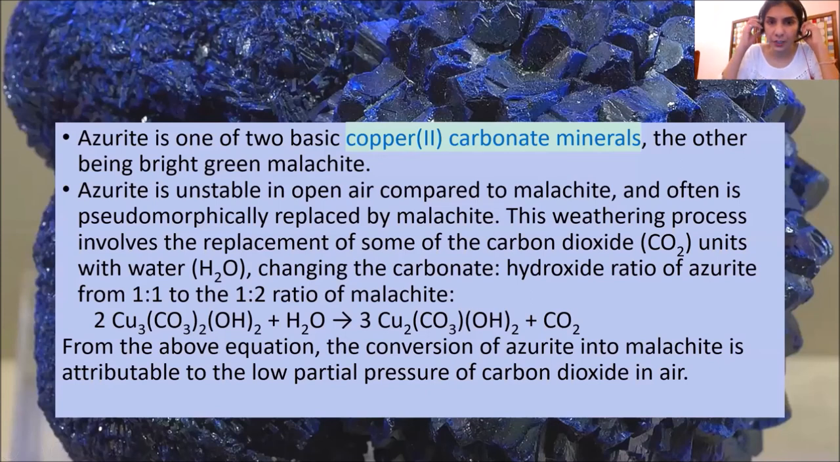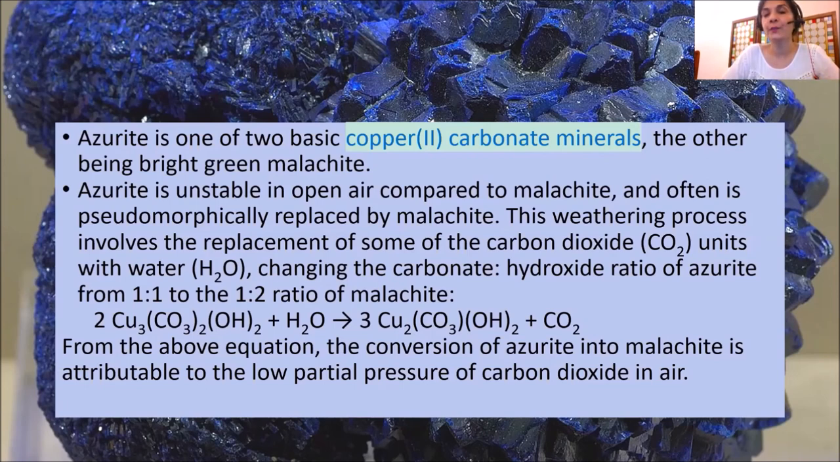So we were talking about azurite. It is a blue pigment and unstable in open air compared to malachite, and often is pseudomorphically replaced by malachite. This weathering process involves replacement of some of the carbon dioxide units with water, changing the carbonate to hydroxide ratio from 1:1 in azurite to 1:2 in malachite. So in azurite there are two carbonate groups and two hydroxyl groups, while in malachite there is one carbonate group and two hydroxyl groups. So carbon dioxide is lost in this case.